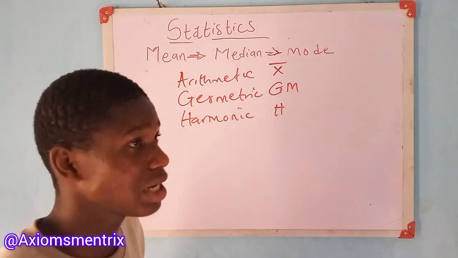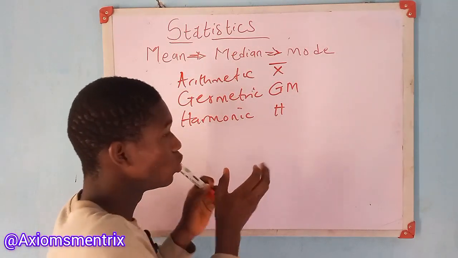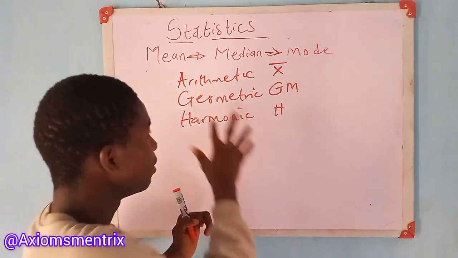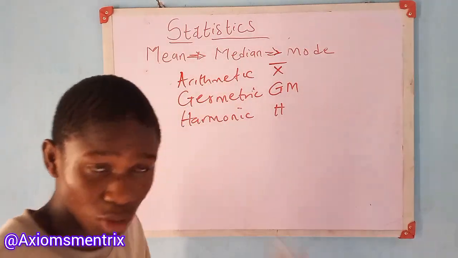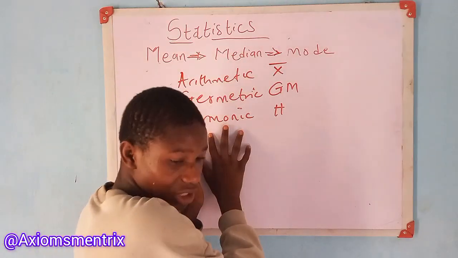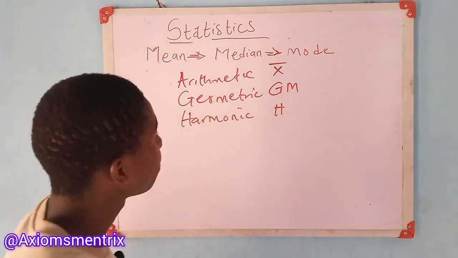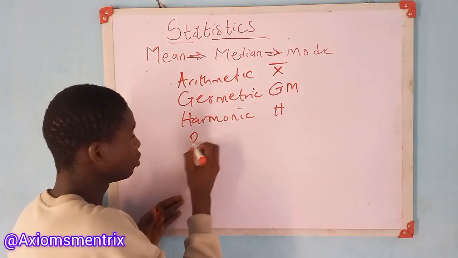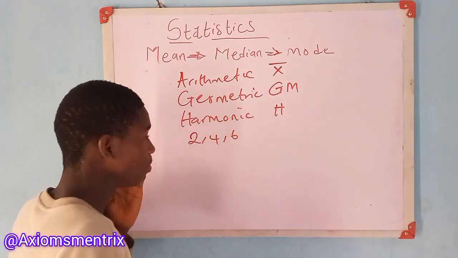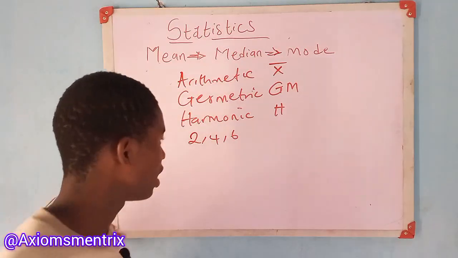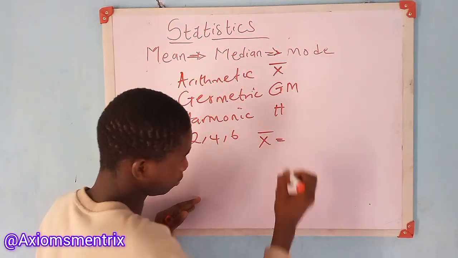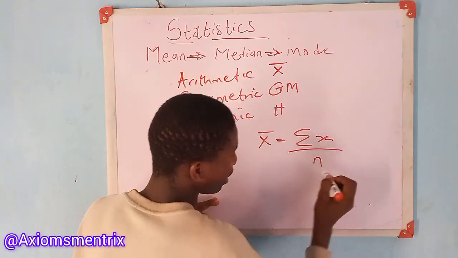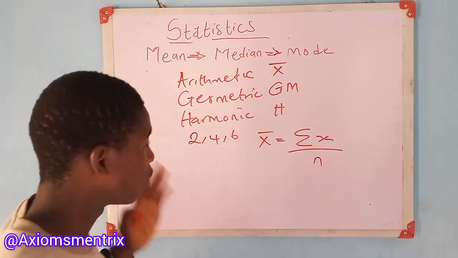If I'm asked to find the mean, it might specify that I should look for either the arithmetic mean, the geometric mean, or the harmonic mean. So let's say I'm looking for the arithmetic mean of the numbers 2, 4 and 6. What's the formula for arithmetic mean? The arithmetic mean is given as the summation of x all over n. This is for ungrouped data.